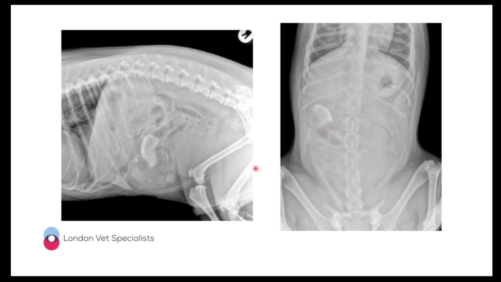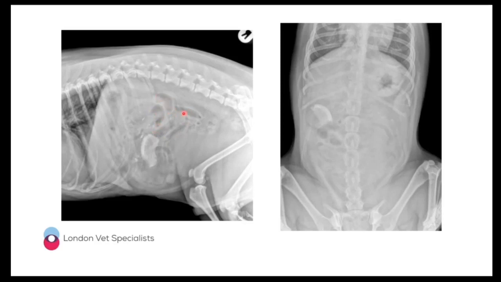And we've also got some dilatation of the small bowel. So it's gas-filled. It isn't too big. It's certainly not so big that we would potentially be thinking about diagnosing this dog with a mechanical ileus just on the strength of the size of that small bowel.